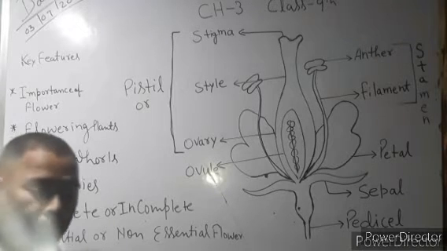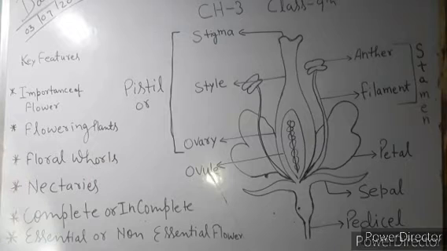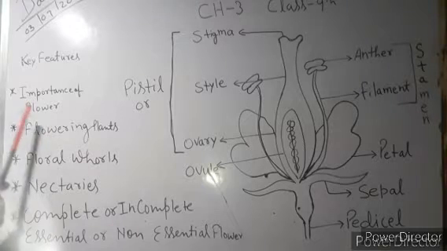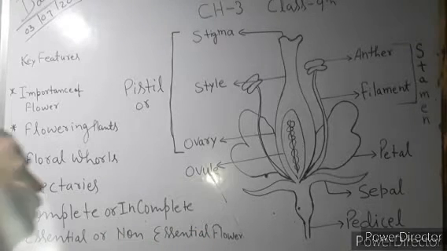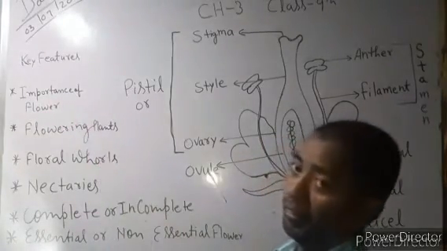Apart from that, in chapter 3 we will study the key features: flowering plants, floral whorls, nectaries, complete or incomplete flowers, and essential and non-essential parts of the flower. I have just told you about the importance of the flower, by which we can get new plants, and that it is the most attractive part of the plant.